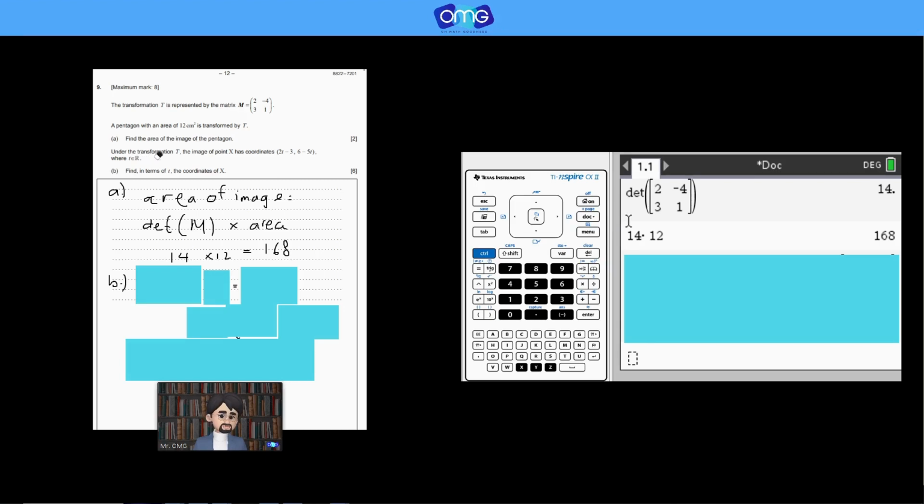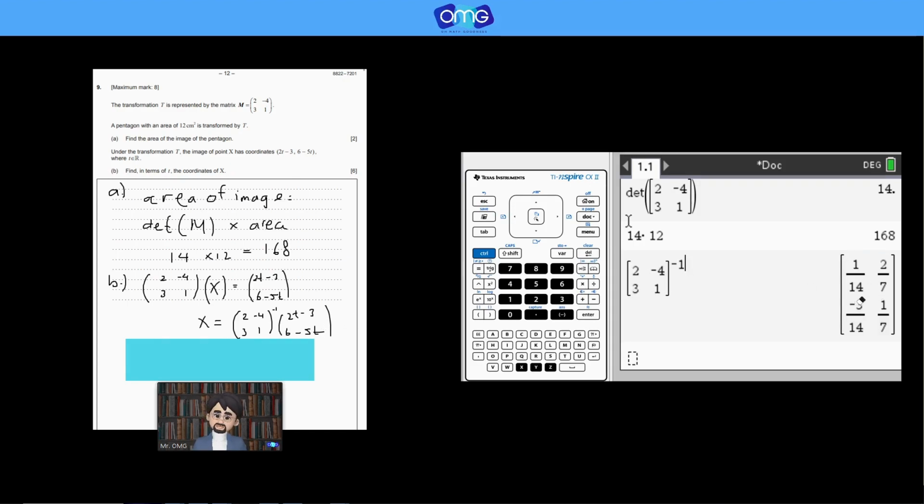How about this? Under the transformation T, the point x, whose coordinates we don't know, has the new coordinates 2t minus 3 and 6 minus 5t. So this matrix multiplied by x will equal 2t minus 3 and 6 minus 5t. So x will equal this matrix inverse times 2t minus 3 and 6 minus 5t. Let's find the inverse using a calculator. This is the inverse, and we multiply by 2t minus 3 and 6 minus 5t, and this is the x coordinate, and that's the answer.